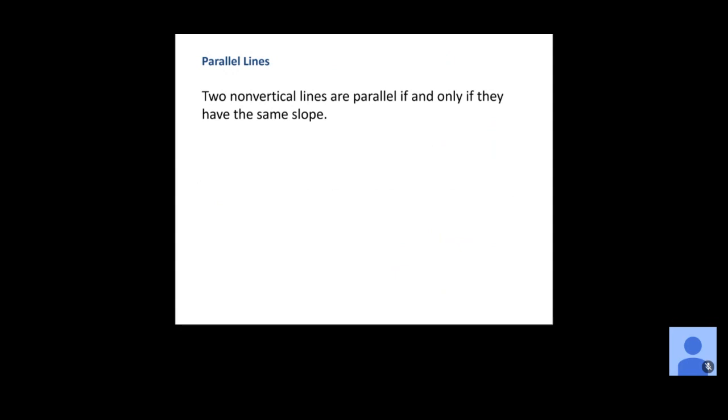All right, parallel lines. Two non-vertical lines are parallel if and only if they have the same slope. We say non-vertical because we know vertical lines have no slope at all. So anytime we're looking for parallel lines, we just want to make sure their slopes are the same.